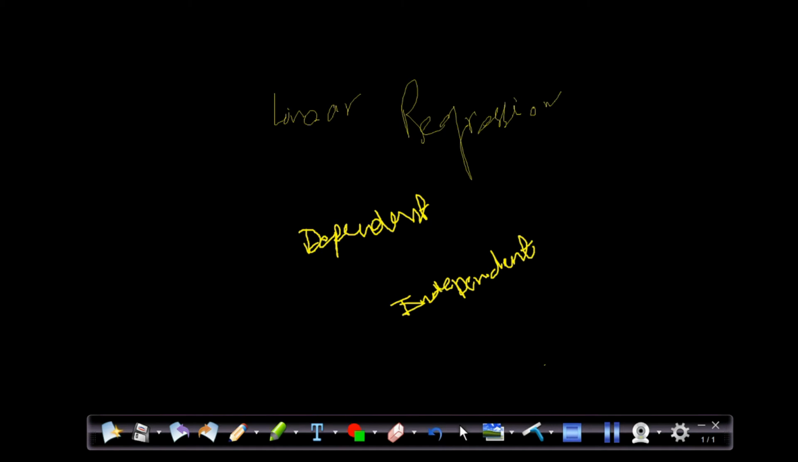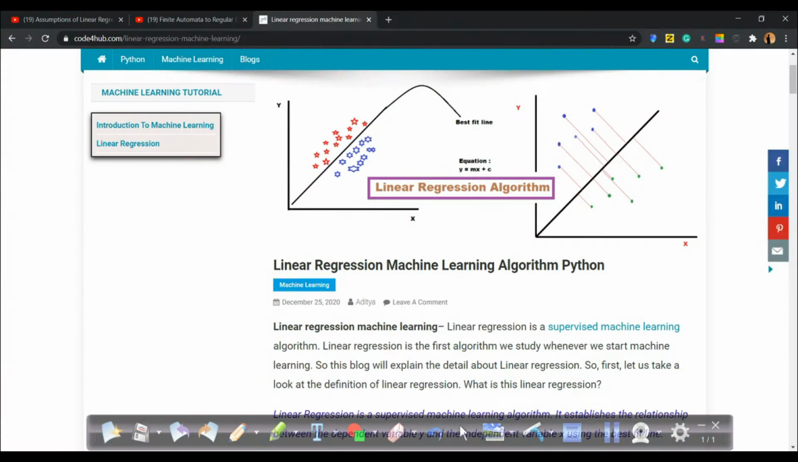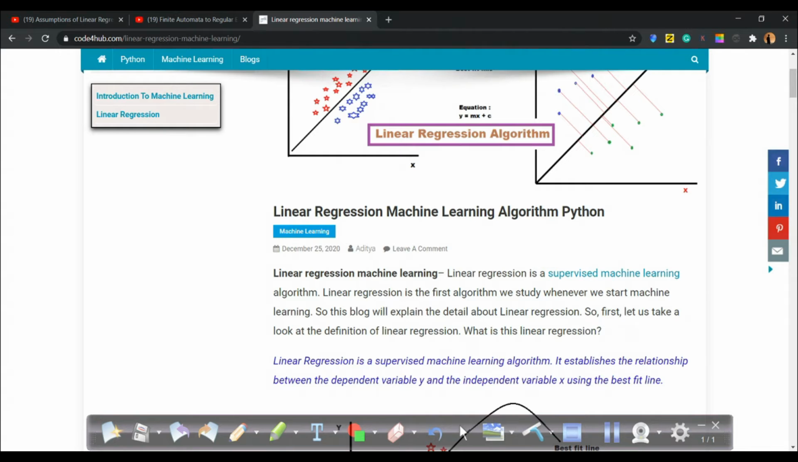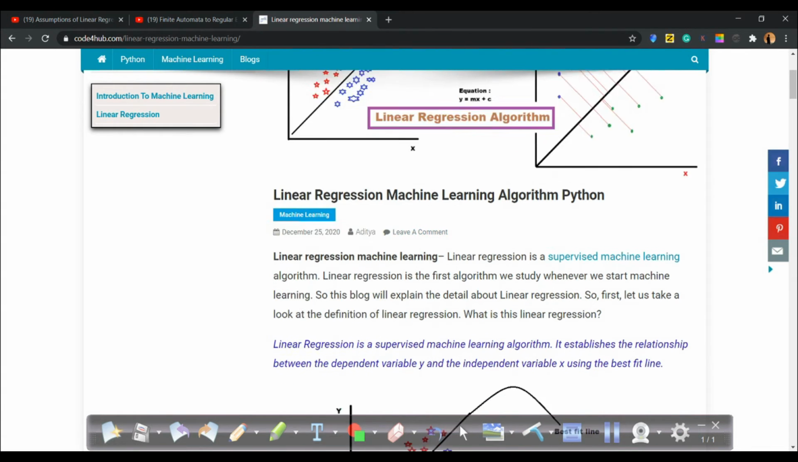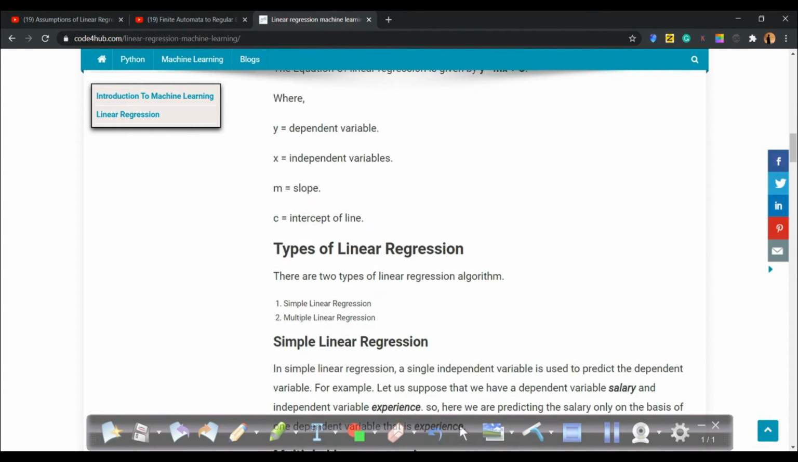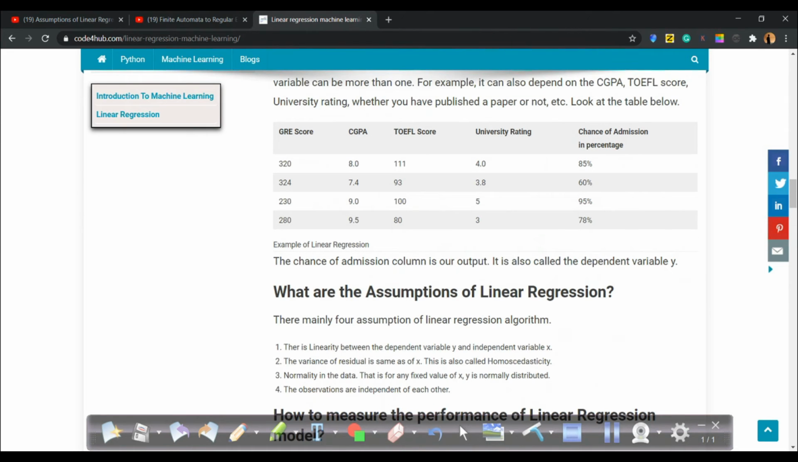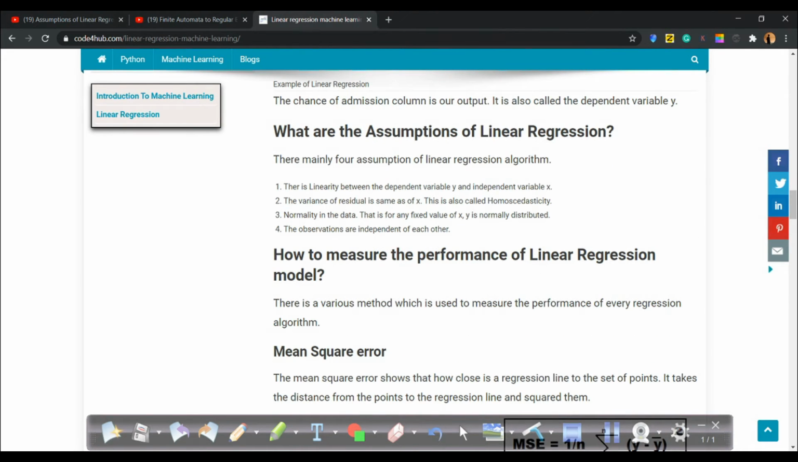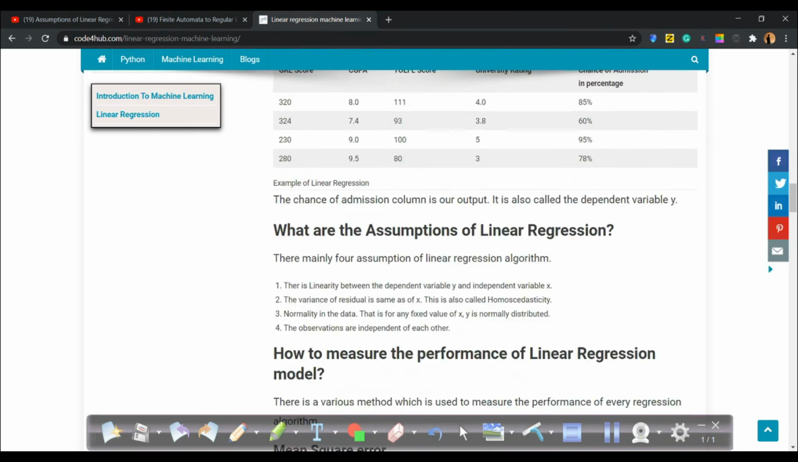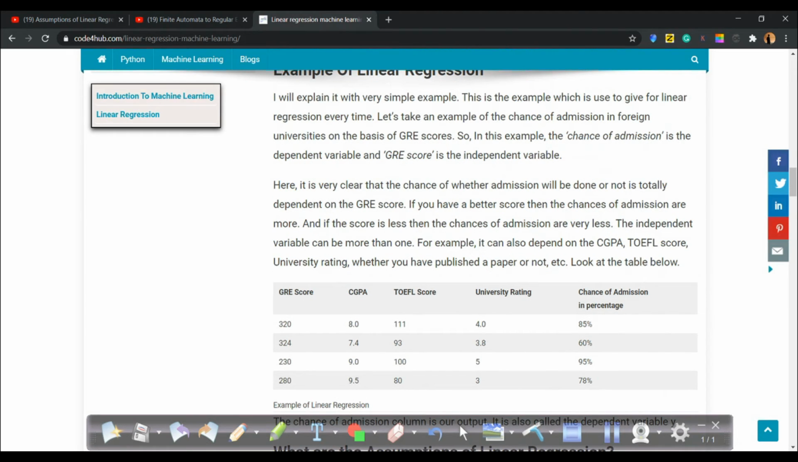So for explaining this linear regression, I am using my blog which I have written here. You can go to my website Code for Hub. There I have written the blog about linear regression in detail. Here you will get every piece of information, including the introduction and types of linear regression, the examples, assumptions, and the performance metrics, everything. So let us understand what are dependent and independent variables.